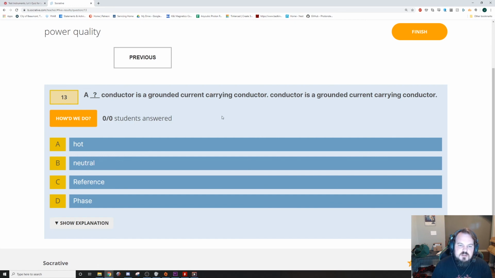Next up, a neutral conductor is a grounded current carrying conductor. You should know this by now. It's weird that it copied that again.